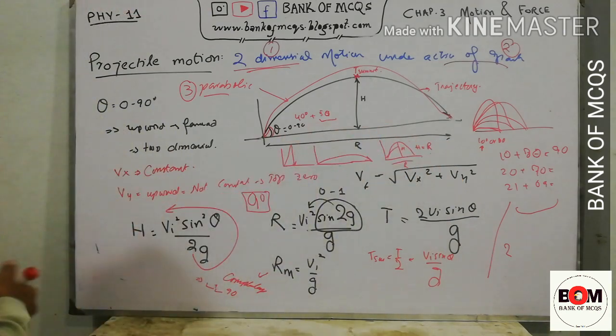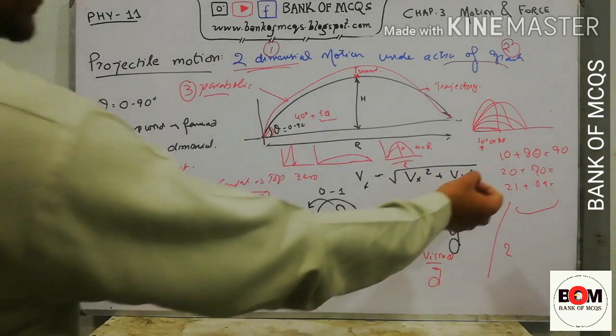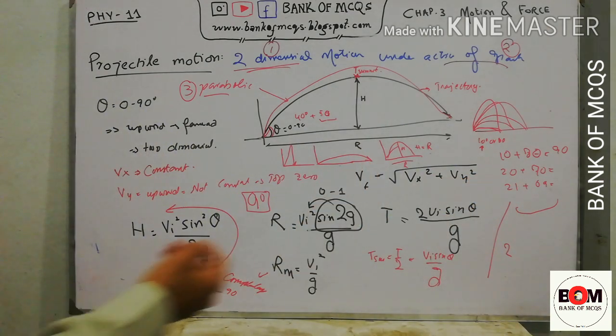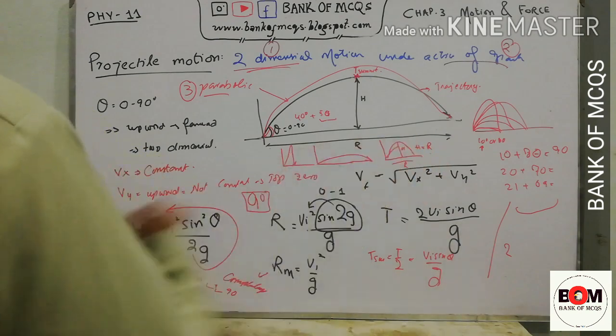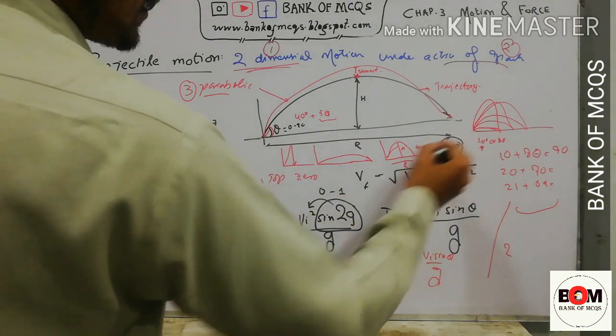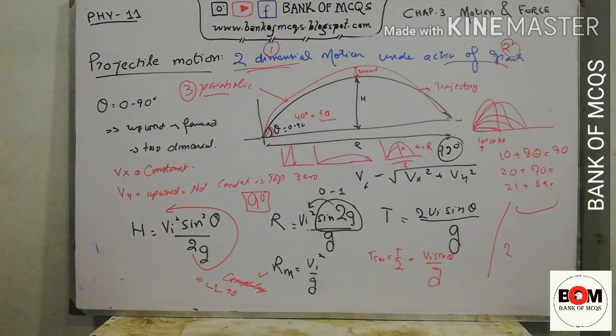If height is equal to range, then what will be the angle for that? We can calculate it, or this is a specific value, so beside calculation, we must learn it. I think this is 72 degree. At 72 degree, the height is equal to range.